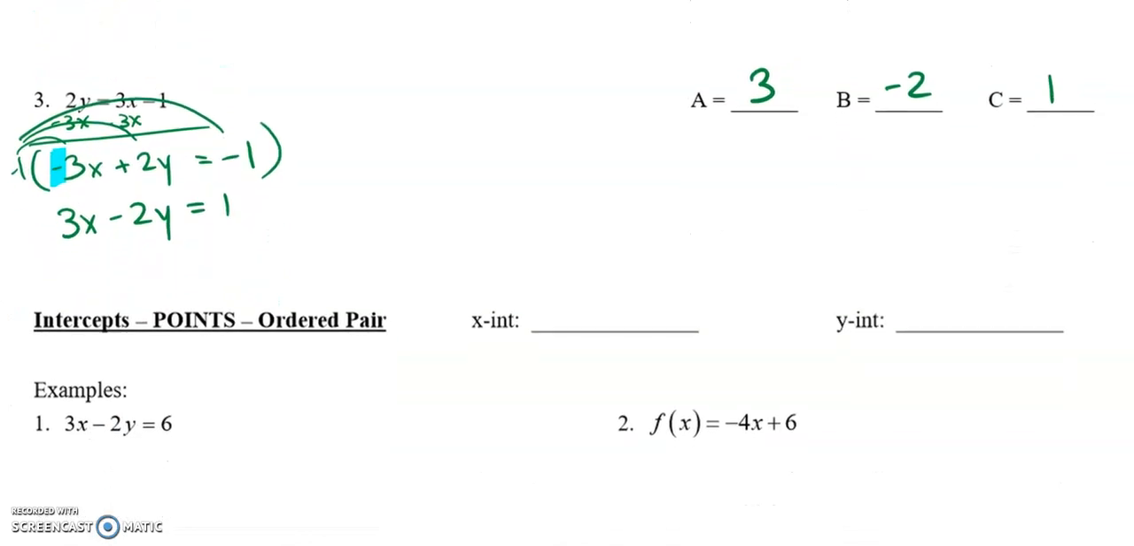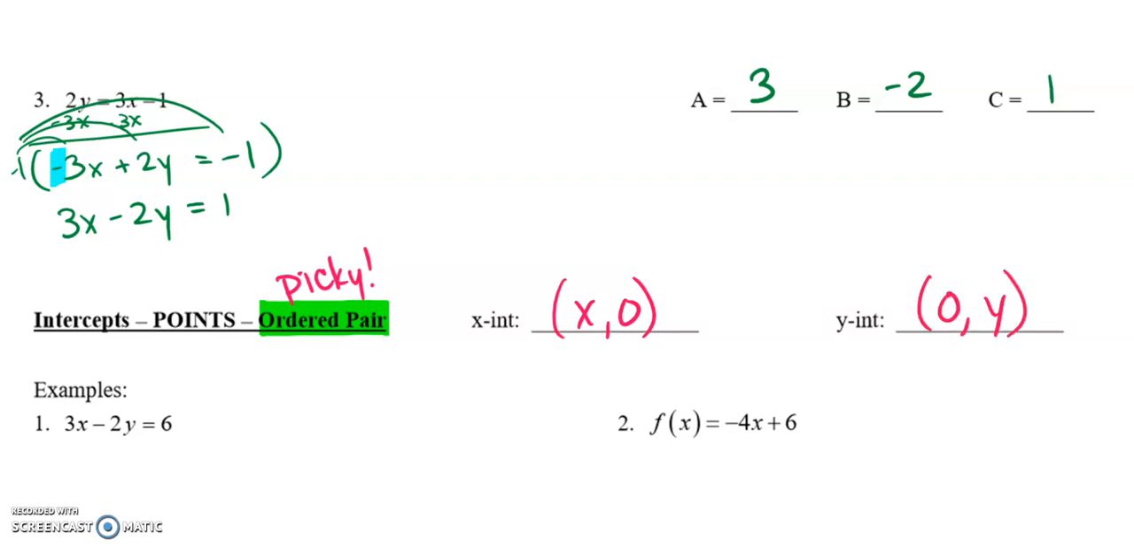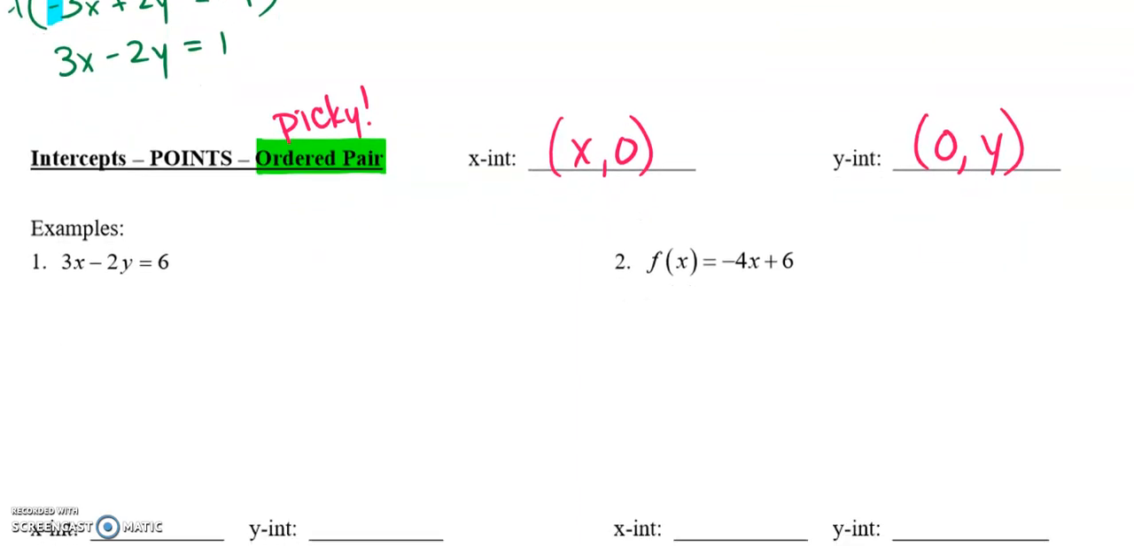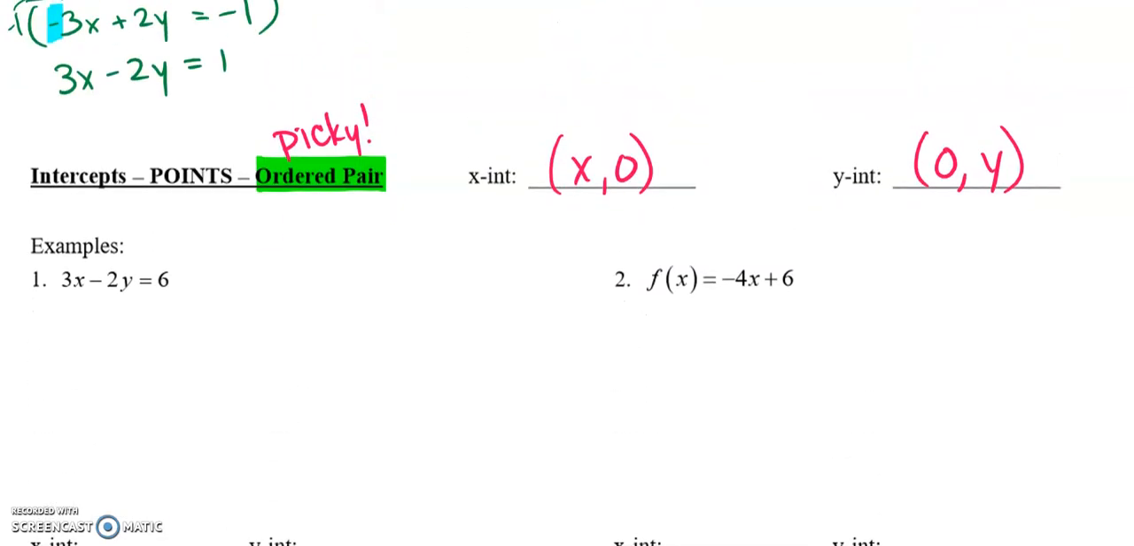Intercepts. So I told you that I want you to write your intercepts as an ordered pair. And I also told you that I am picky about it. And I am. If it's not written as an ordered pair, you will not get full credit, guaranteed. Remember, the x-intercept is always x comma 0. The y-intercept is always 0 comma y. So let's find the x and y-intercepts of these two problems. These are my last two.